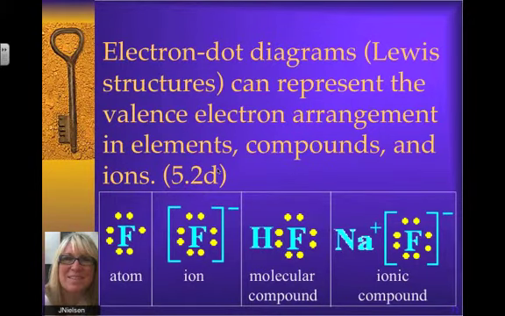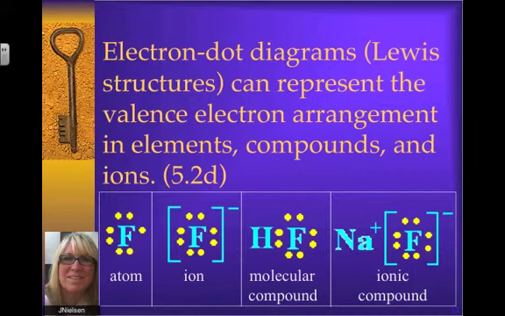Electron-dot diagrams, or Lewis structures, can represent the valence electron arrangement in elements, compounds, and ions. Here you just have the Lewis structure of an atom versus the Lewis structure of an ion, because fluorine will gain 1 electron, so therefore we need brackets and charge.